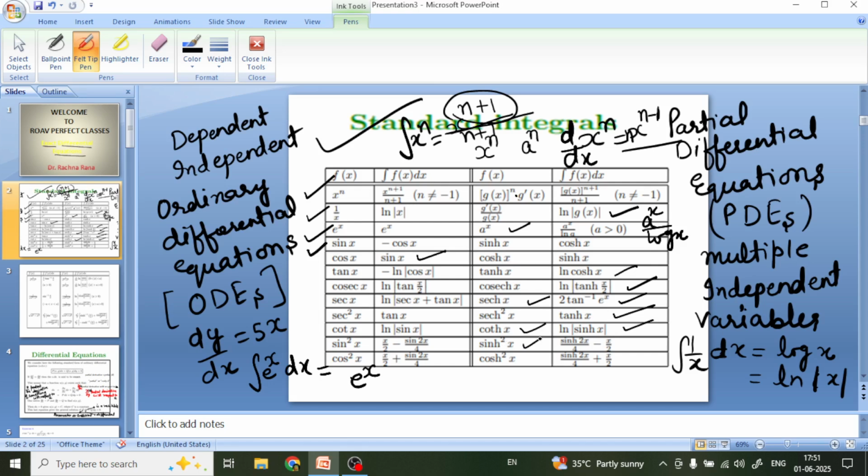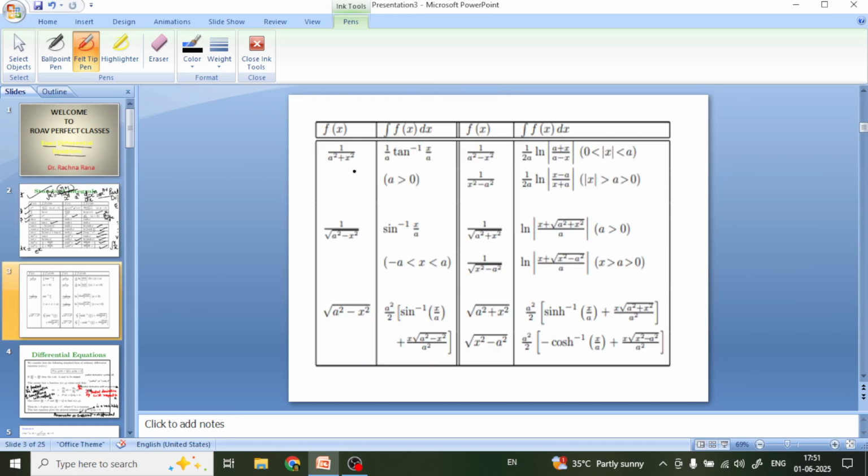Integration of sinh square x is sinh 2x over 4 minus x over 2. Integration of cosh square x is sinh 2x over 4 plus x over 2. These are the standard integrals. Now next, here are some more standard integrals.